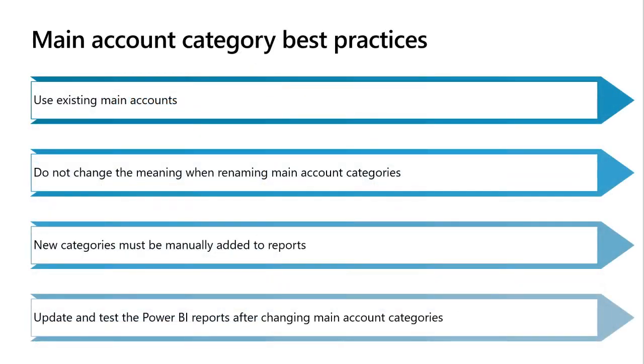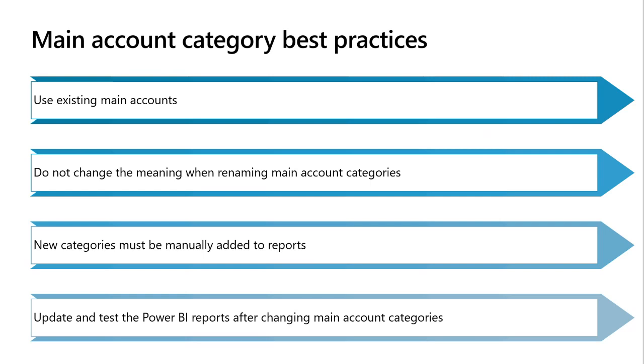When you use main account categories, there are a few best practices to keep in mind. First, we recommend that you use the existing main account categories. A good list of categories is provided out of the box, and the out of the box reporting is linked tightly with these categories. We do not recommend that you change the meaning by updating the name or description of the main account categories. This can cause unexpected behavior in the out of the box reports.